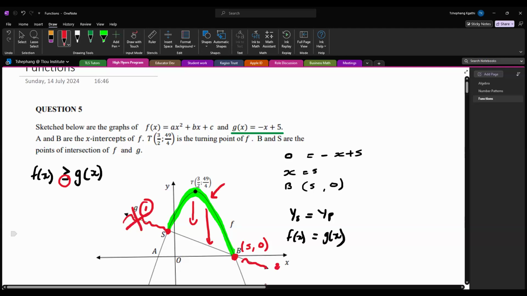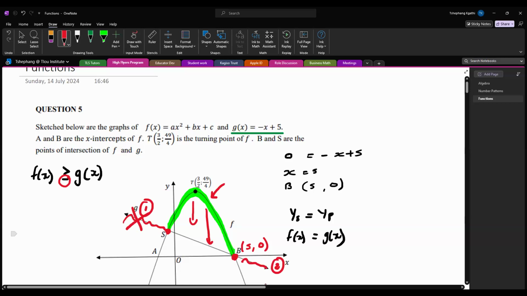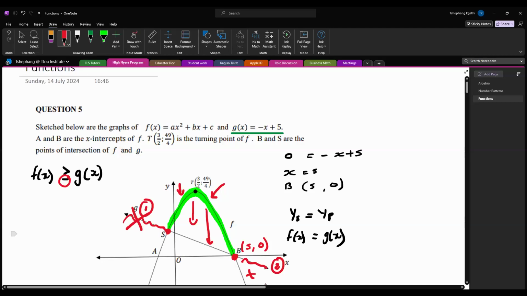Then the region 2, the region labeled 2, the straight line is on top and the parabola is under it. So we don't care about that region. That's not what the question is saying. We want where the graph of f is on top. And it is this region here. Because as you can see, it's on top, and under it you will find the straight line.